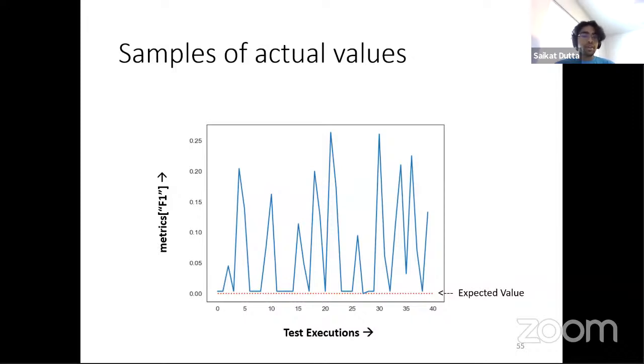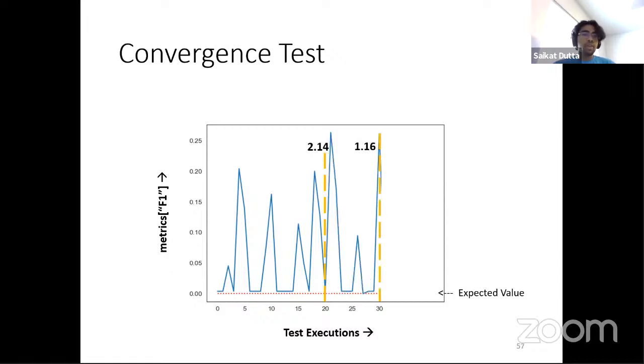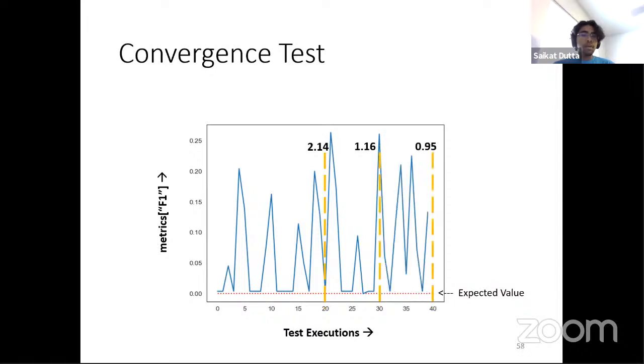So let's see how it reaches there and how it uses the convergence score. Let's say we start with 20 samples, and we compute the convergence score here, which comes out to be 2.14. And this is obviously more than 1. So we go ahead and collect, let's say, 10 more samples. And this is still more than 1, so we go ahead and collect 10 more. And finally, it's less than 1, and so we can stop here.